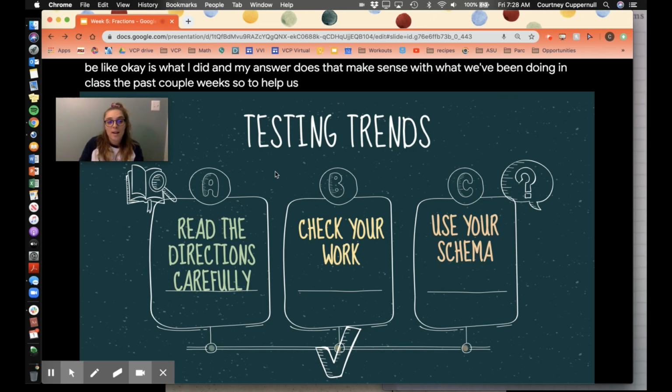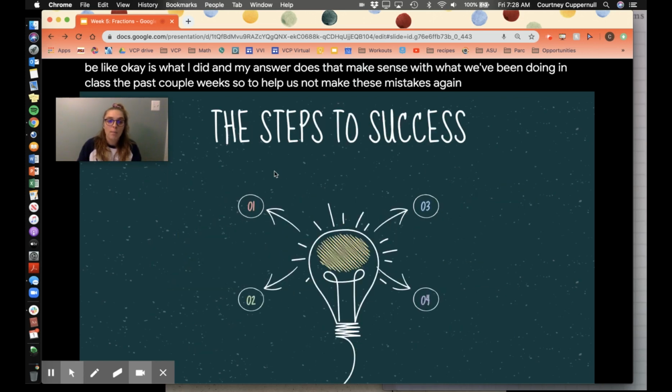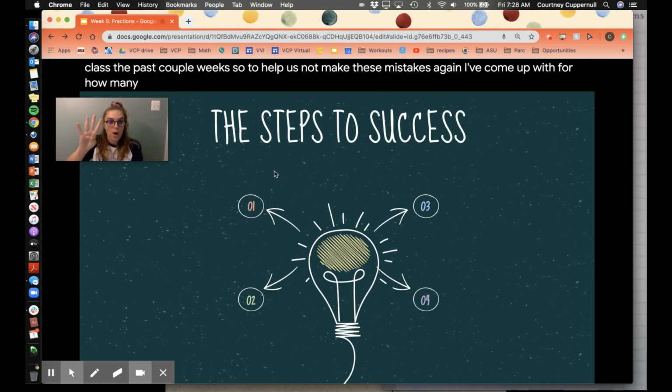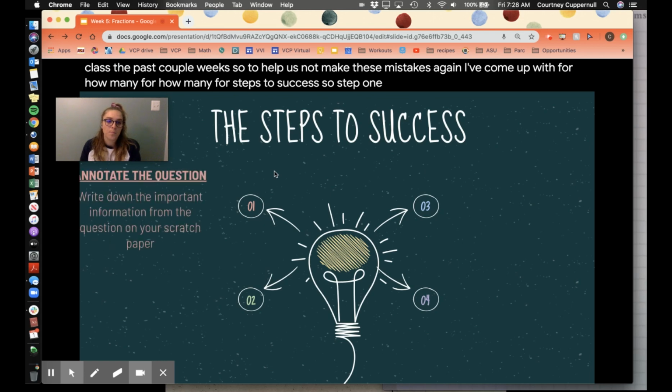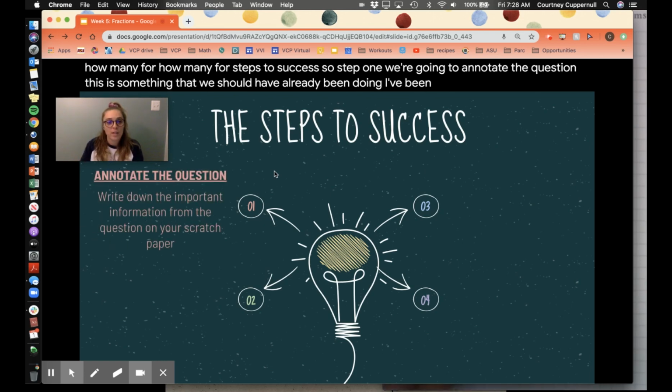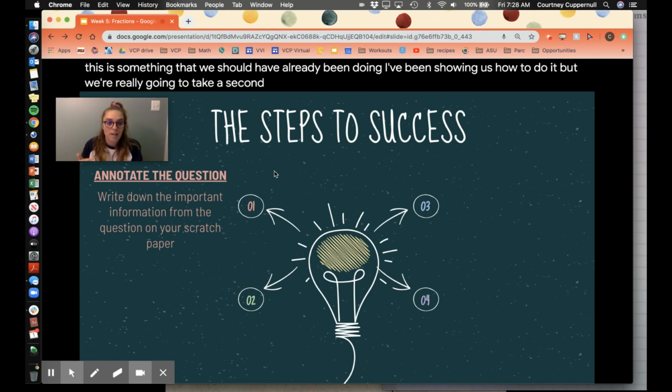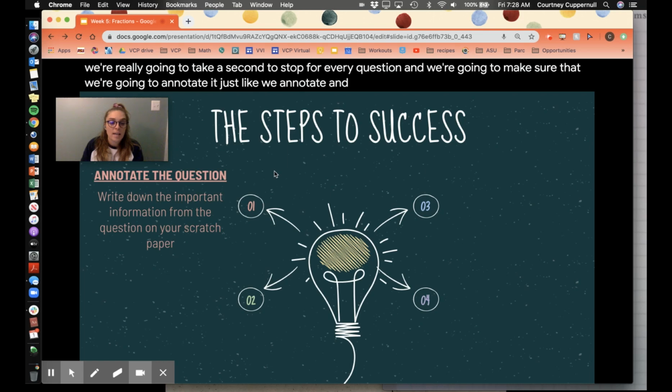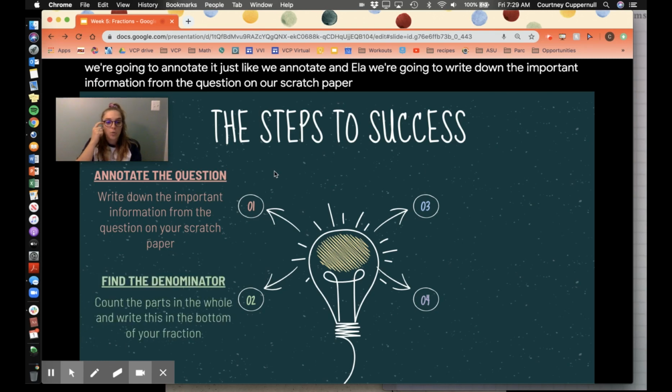So to help us not make these mistakes again, I've come up with 4 steps to success. Step 1, we're going to annotate the question. This is something that we should have already been doing. I've been showing us how to do it, but we're really going to stop for every question and make sure we annotate it. Just like we annotate in ELA, we're going to write down the important information from the question on our scratch paper.